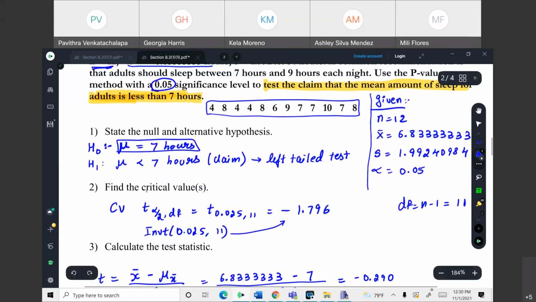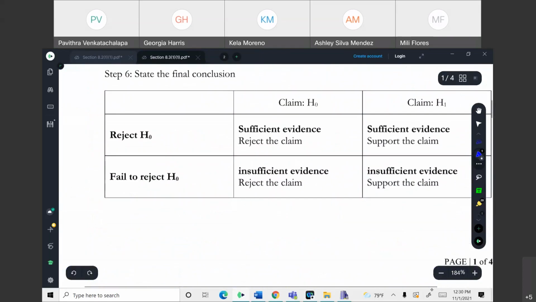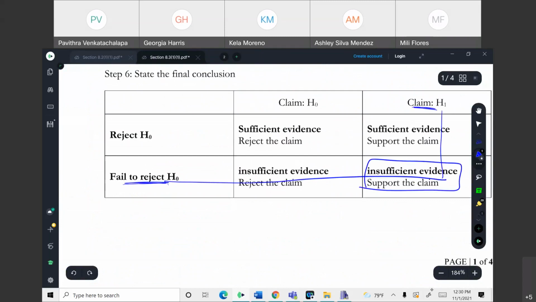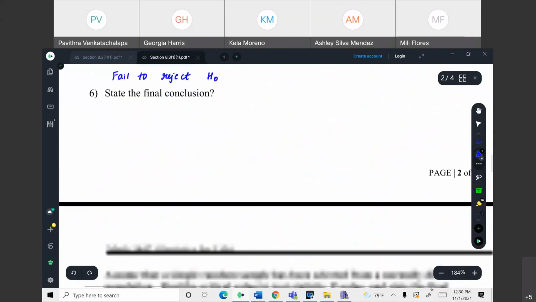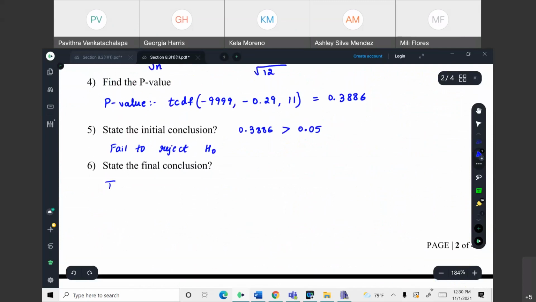Okay. Now we know that the initial conclusion is fail to reject H0. And what is the claim? Claim is H1. Go back to the table here. Fail to reject, claim is H1, so it is going to be insufficient evidence to support the claim. So we do not have enough evidence, or there is insufficient evidence to support the claim. That's your final conclusion.